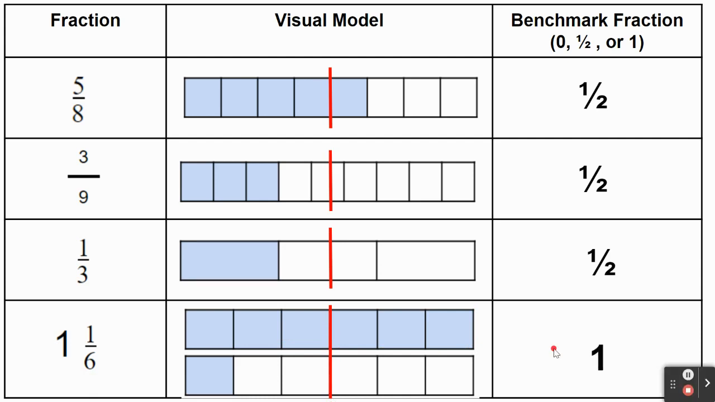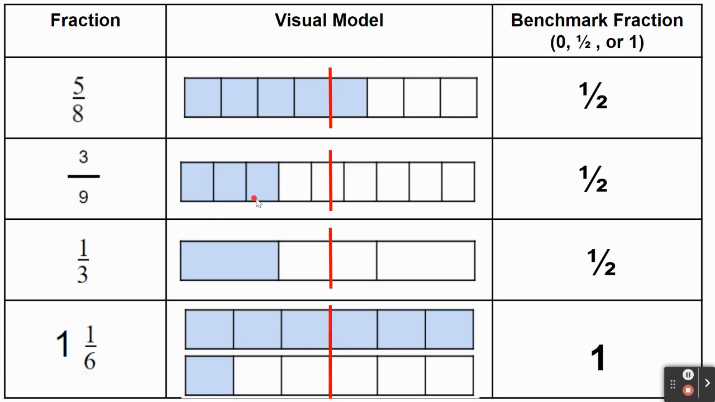Now let's go ahead and find the smallest fraction here. Well, we have 3 fractions that are closest to the benchmark 1/2, and one fraction that's closest to the benchmark 1. So we want to look and focus on these 1/2 benchmark fractions. If we look at the visual models, we can see that 5/8 is actually a little bit bigger than 1/2, but 3/9 and 1/3 are less than 1/2. So we know that 3/9 or 1/3 is going to be our smallest fraction. So let's focus on those two.